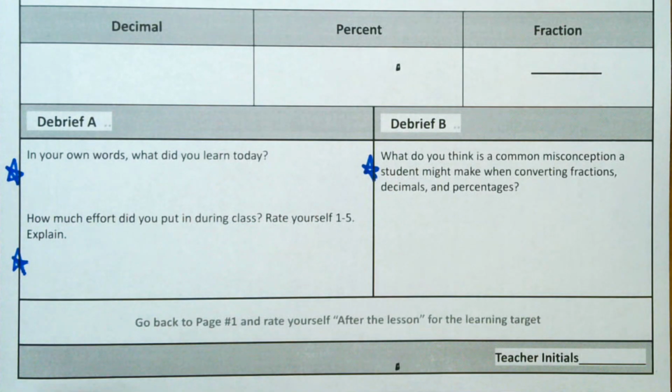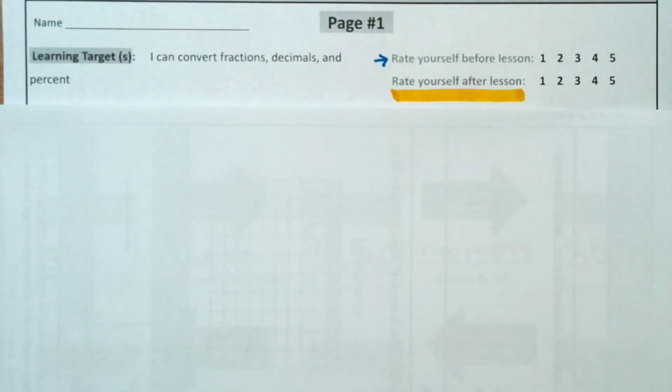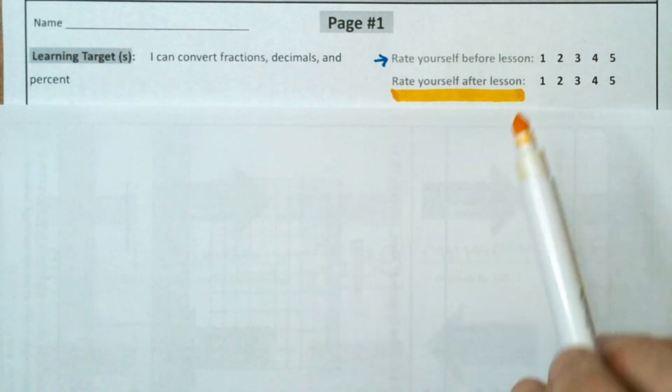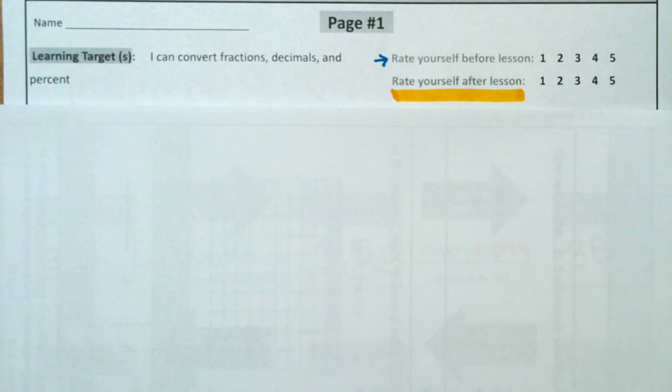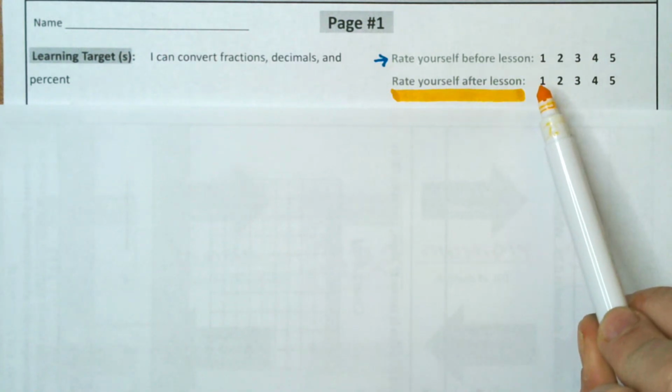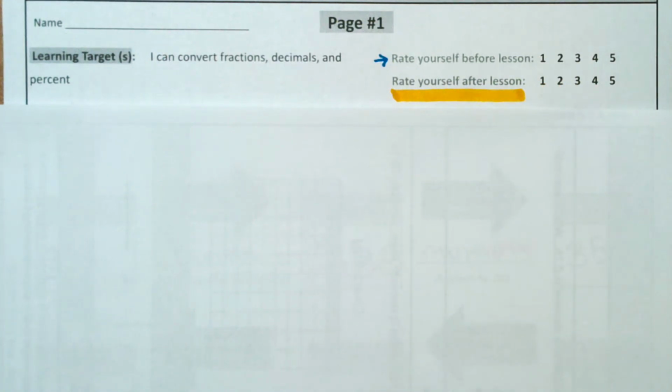Once you've answered these 3 questions, we're going to flip back to page 1 and rate ourselves after the lesson for the learning target. So if you flip back to page 1, as a reminder, our learning target is I can convert fractions, decimals, and percents. You already rated yourself 1 through 5 at the beginning of the lesson before we had a lot of practice. Now that you've gotten more practice, I want you to rate yourself again. 1 is the lowest, 5 is the highest. How confident do you feel?